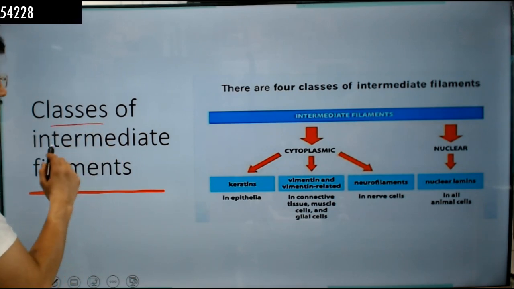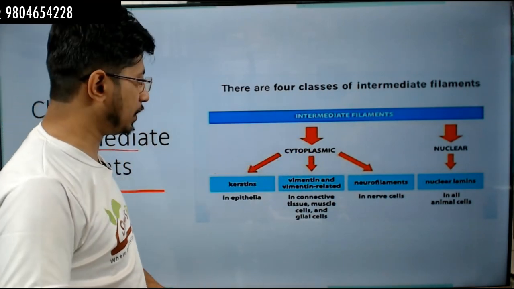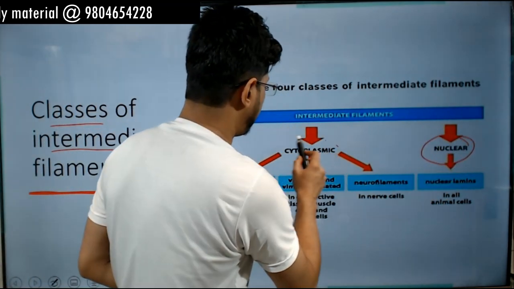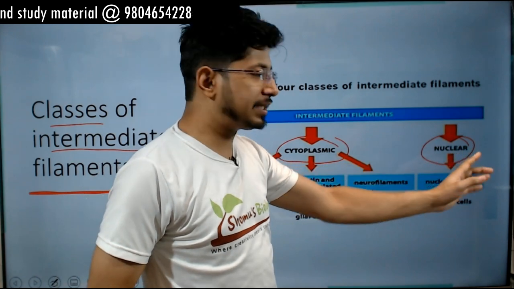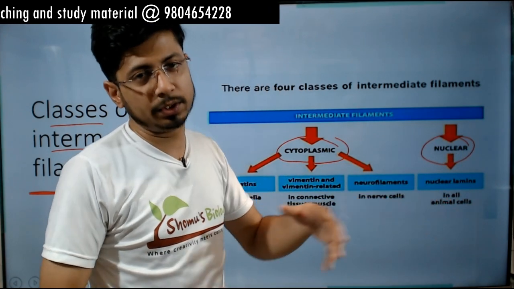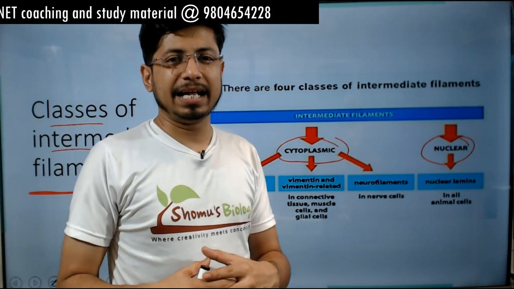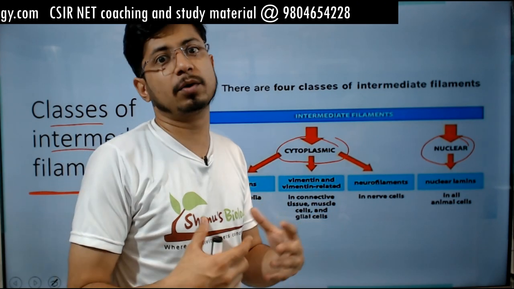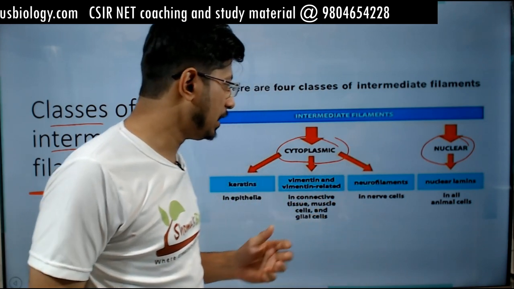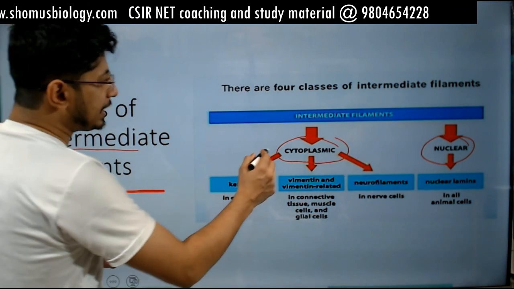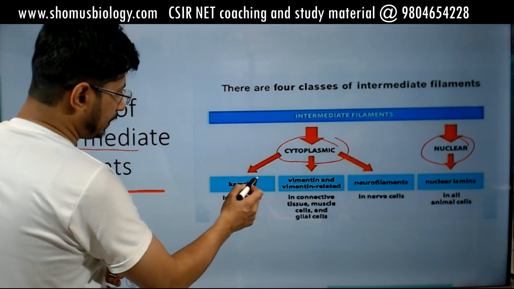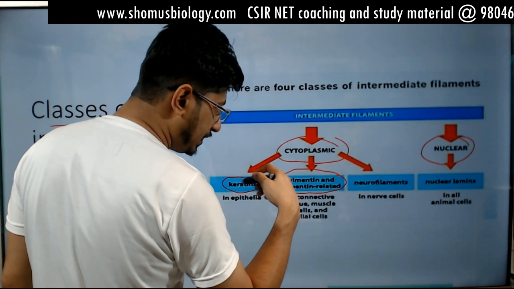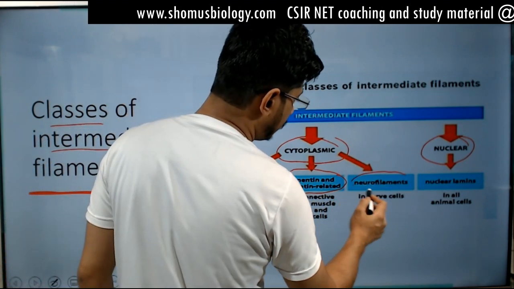There are different classes of intermediate filament you can see in this picture. The intermediate filament can be nuclear or cytoplasmic. The nuclear one simply forms nuclear lamins, or the nuclear lamina structure, that helps the nucleus maintain its shape and prevents the collapse of the nuclear structure. Cytoplasmic intermediate filaments can be keratins, vimentin and vimentin-related components, or neurofilaments.